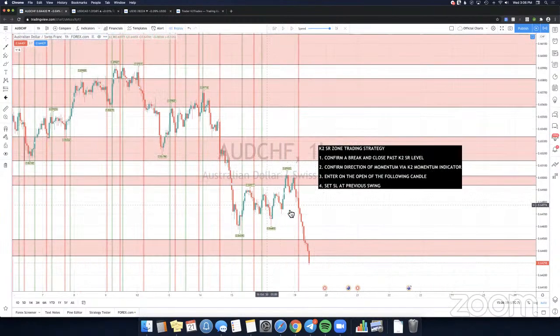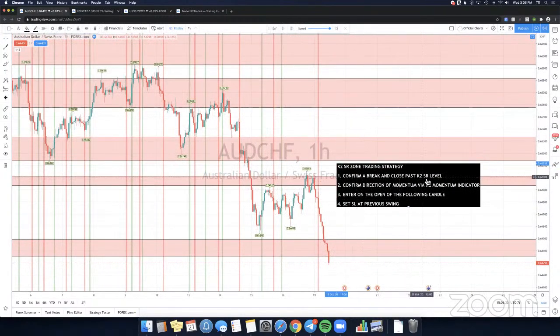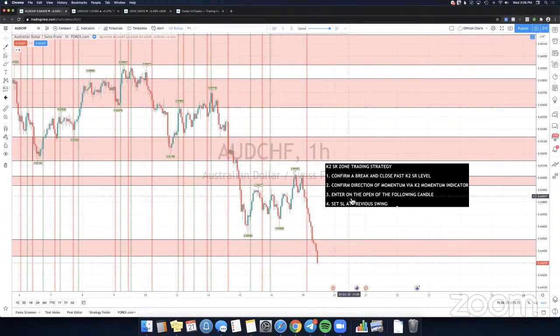This is on the 1 hour time frame. Confirm a break and close past the K2SR level. This would be a break and close past it. And then confirm the direction of momentum using the K2 momentum indicator. Right here, we have a sell signal. So both of the requirements were met. And then you can do the same exact thing. Enter on the open of the falling candle, which would be right here.